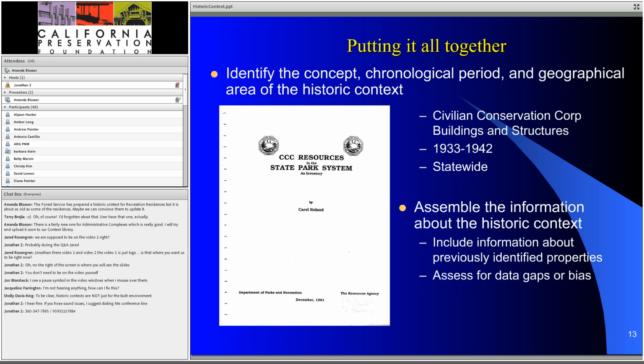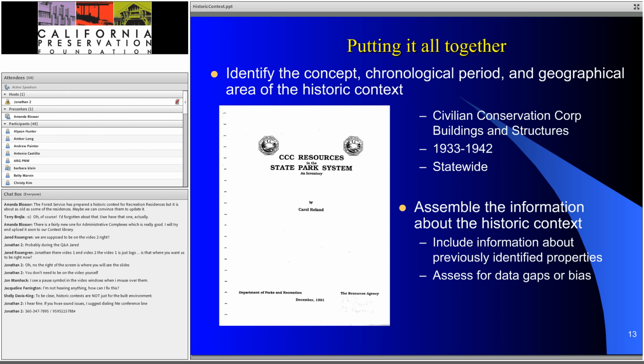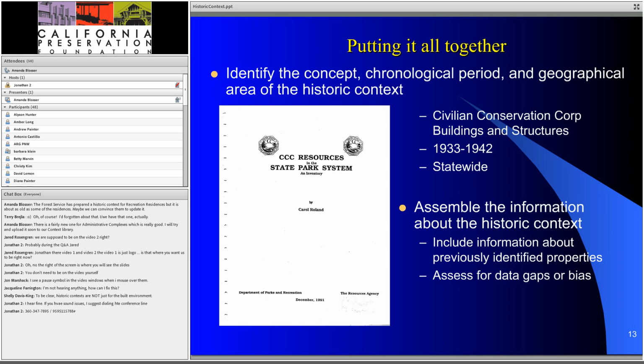So identify the concept, the chronology, and the geographical area. For example, here we have the CCC resources in the state park system. So our concept is the CCC buildings and structures. The time period would be 1933 to 1942. That's when the CCC operated in state parks, and generally I think that's when the CCC operated. The geographical area would be statewide, so for all 280 park units. I believe that's the number. So that's the basic idea, the scope of your historic context.